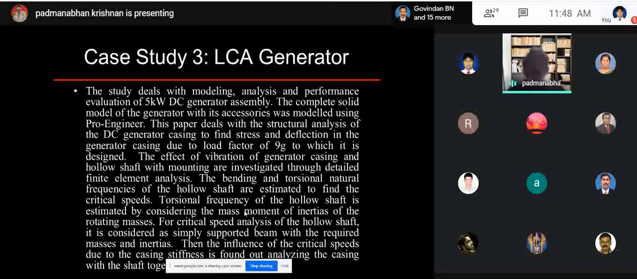In case study 3, we looked at the LCA or the light combat aircraft generator.